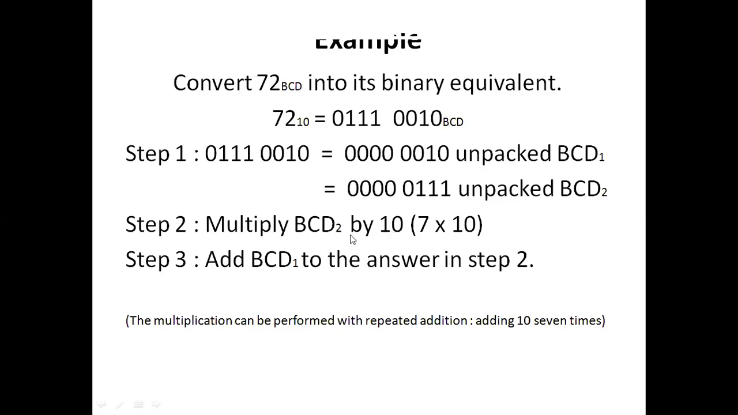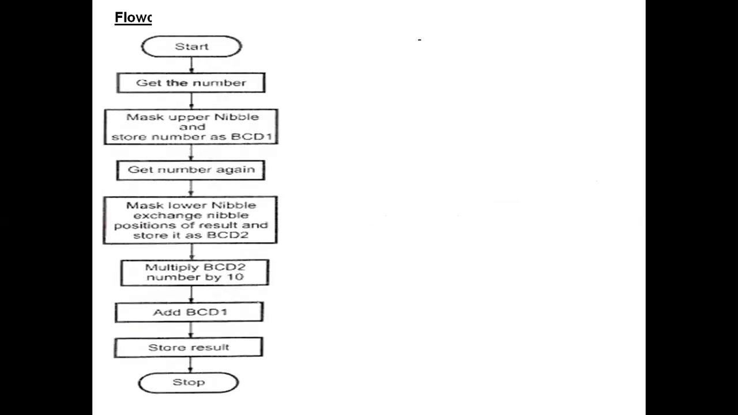Similarly, we will be doing the coding process. So let us first understand what the flow chart for that is. The flow chart says that, first of all, the number which is required to be converted into the binary number is taken first.